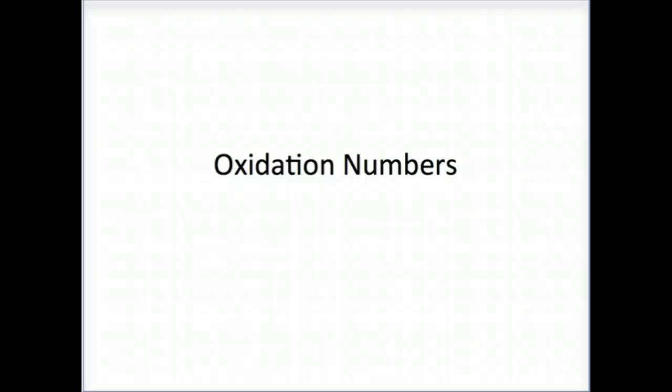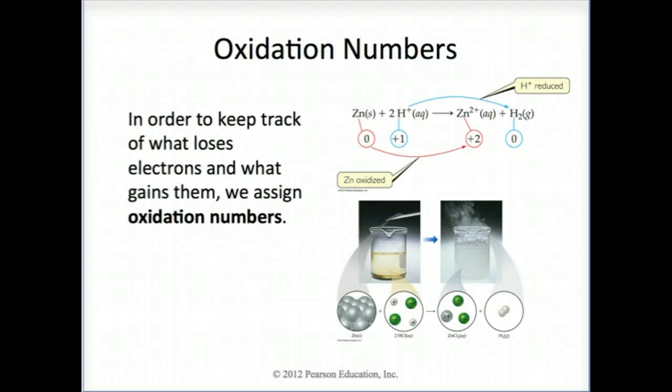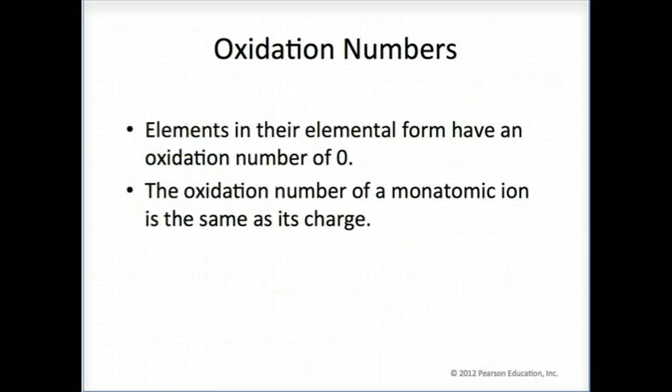Oxidation numbers are very straightforward. Remember, there's only one reason we do it, and it's to literally keep track of what's gained and lost. And that's it. We just need to know what electrons are gained and what electrons are lost. And so we assign oxidation numbers strictly for that purpose. So the rules that we want are very basic.